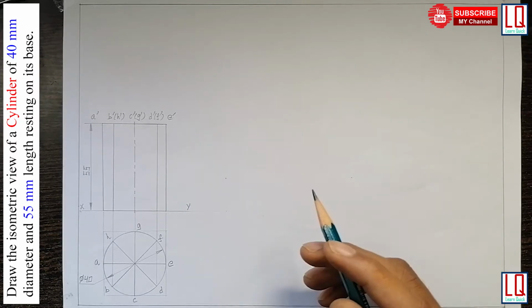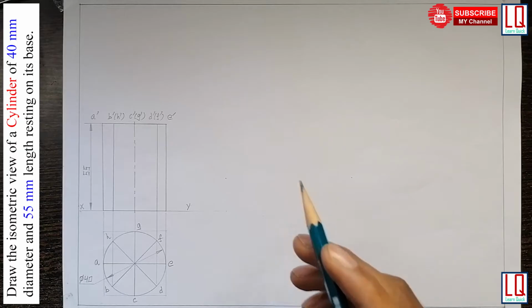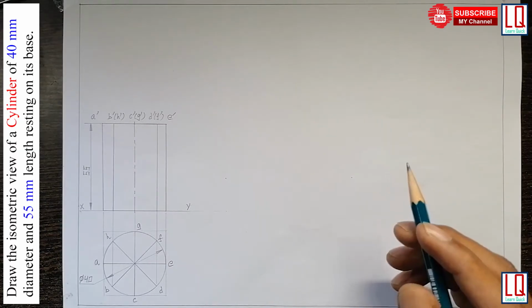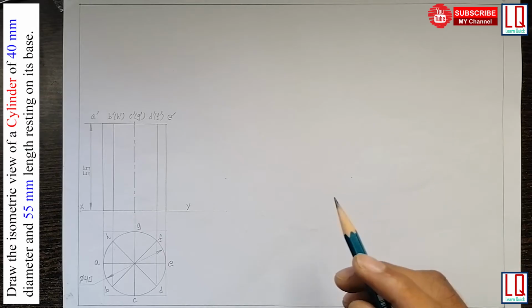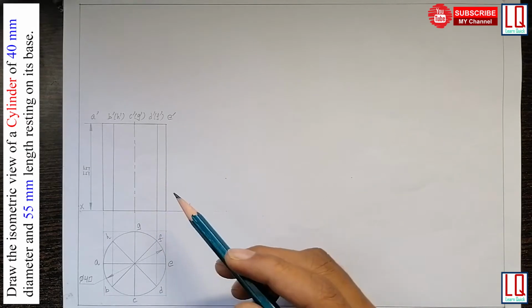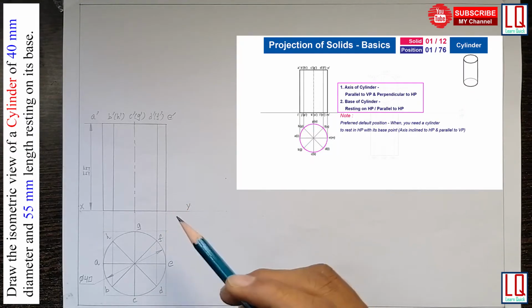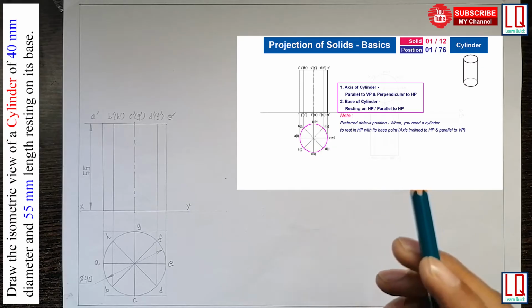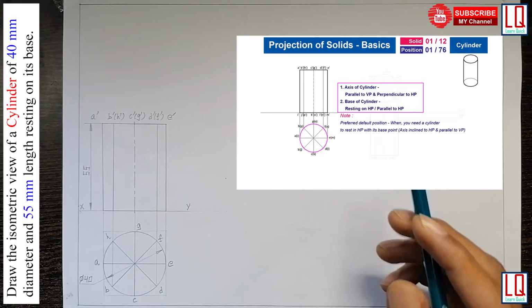Let's read the question. Draw the isometric view of a cylinder of 40 mm diameter and 55 mm length resting on its base. I have already drawn the default orthographic projection of the cylinder, referring to our previous video lecture on projection of solids, solid type 1 of position 1.